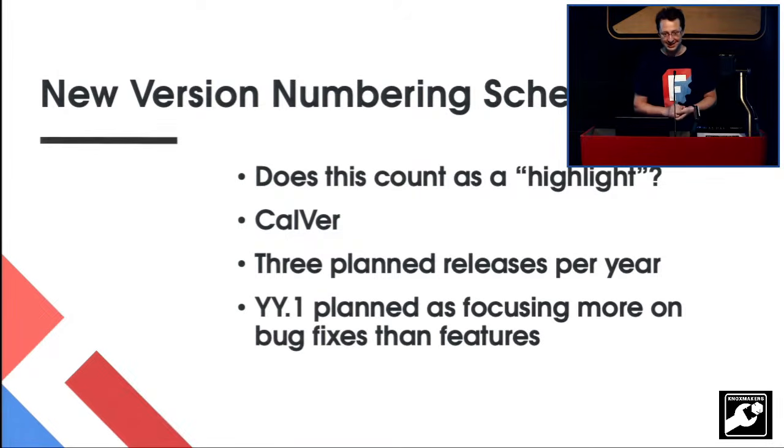So the idea is that we're going to have 3 releases per year, and the first release of any year, in this case, it'll be like 27.1, is planned to focus on bug fixes. By which I mean the maintainers are going to preferentially merge bug fixes into the .1 release, and then we'll continue the normal process for the .3 and .2 releases. So that doesn't mean there won't be any new features in the .1 release, but you can expect that one to focus on stability.